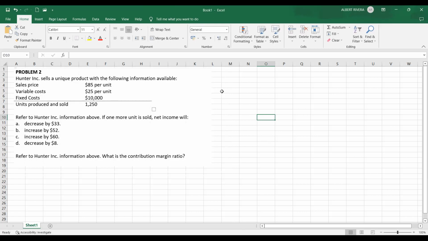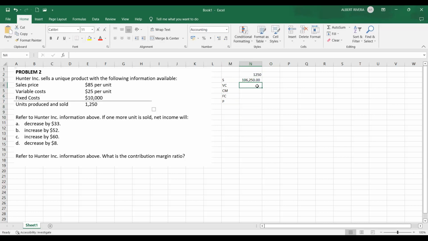Okay, let's discuss. So here, at present level, at 1,250 units sold and produced, you have your sales, variable cost, CM, fixed cost, and this is your profit. At 1,250 with a selling price of 85, this is 106,250. And the variable cost related to that is 1,250 times 25, so this is 31,250. So 106,250 minus 31,250 will give you 75,000 CM. And the level of fixed cost here is 10,000. So this is 75,000 minus 10,000, that will give you 65,000 profit.